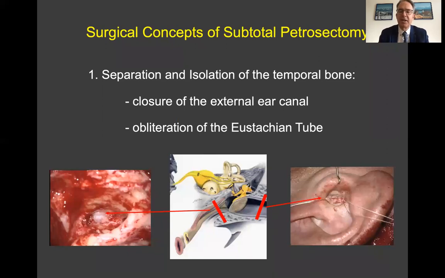There are a couple of concepts which are important to understand. In subtotal petrosectomies, we isolate the middle ear and mastoid space from the outside. Now, there are only two ways to get outside. It's the external ear canal, which needs to be properly closed. And closure means two layers, skin and periosteal layers. There have been publications that one layer is enough. And then if you read the publication, you see the complications. So you have to rely on a double layer closure. And we obliterate the eustachian tube. Therefore, no ascending infection is possible from the nasopharynx towards the middle ear cavity.